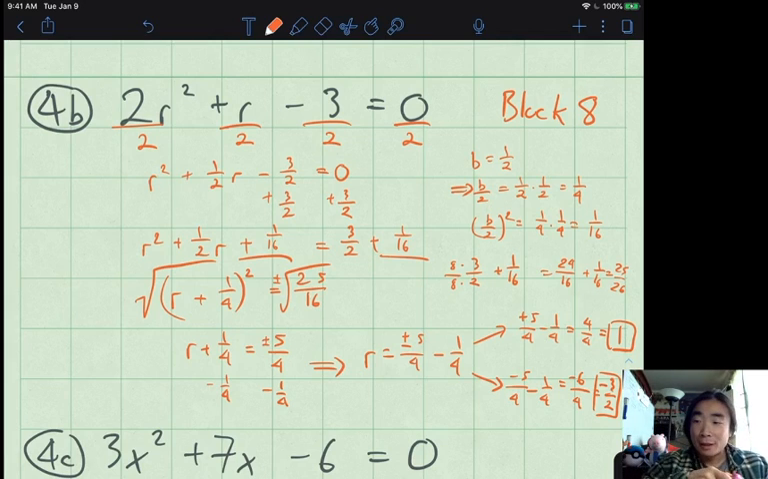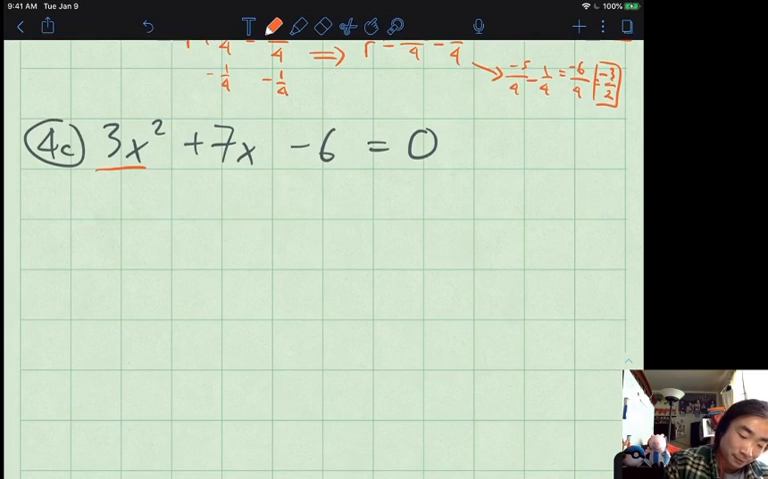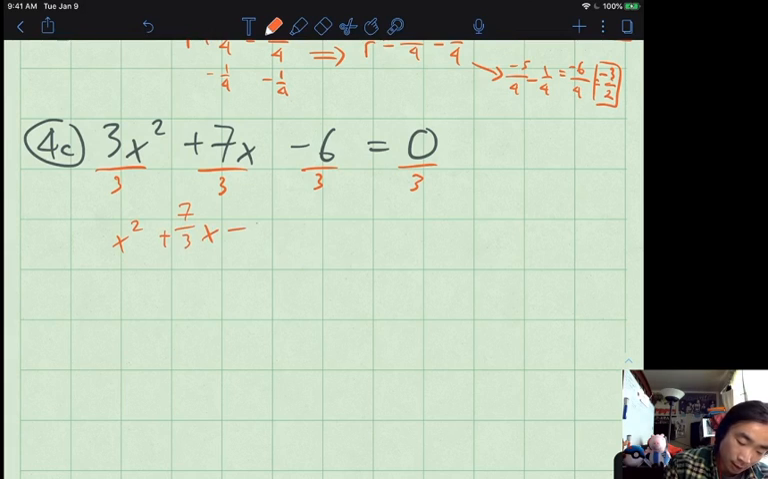All right, third and last example of completing the square. Maybe we'll try the alternative way and flex our brain muscles in that regard. I don't know if it's going to be easier. Let's find out. Divide by 3, divide by 3, divide by 3. x squared plus 7 over 3 x minus 2 plus something equals 0 plus something.